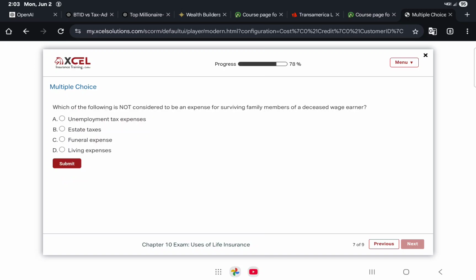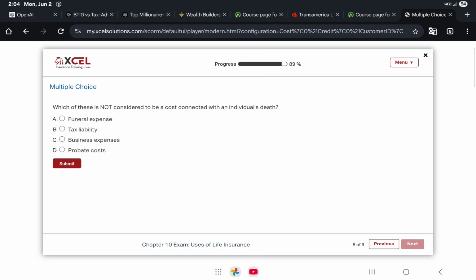Which of the following is not considered to be an expense for surviving family members of a deceased wage earner? Unemployment tax, estate tax, funeral expense, living expense. I'm going to say unemployment tax.